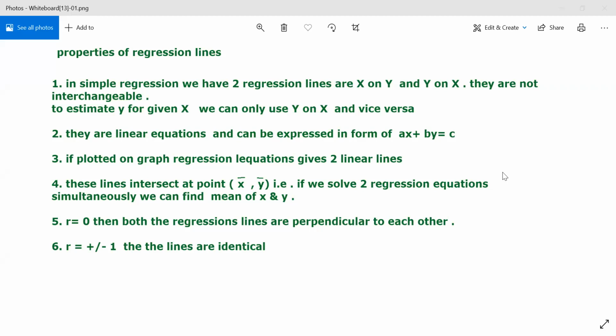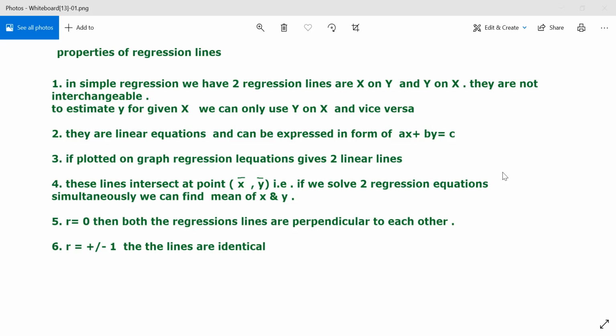Means if I have to estimate y, I will not use the x on y equation, I will use y on x. If I have to estimate y, I can only use y on x. If I have to estimate x, I can only use x on y. I cannot interchange x on y and y on x.